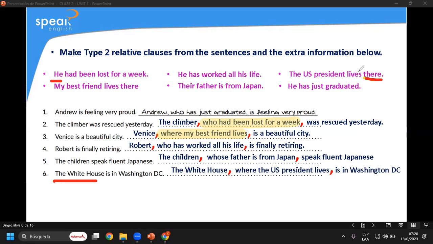So that is the characteristic of the relative clauses type 2, or non-defining clause. Okay, it's just extra information. Don't forget to put it between commas, and that's all. Is that clear? Yes?